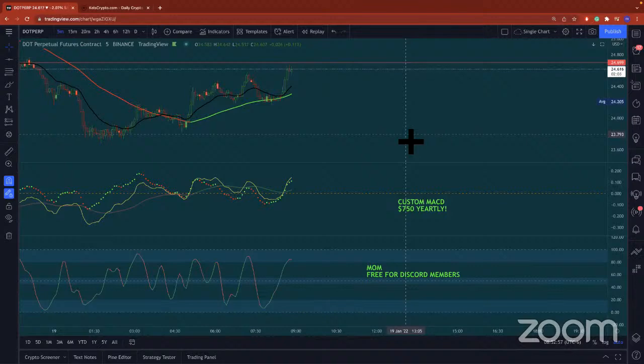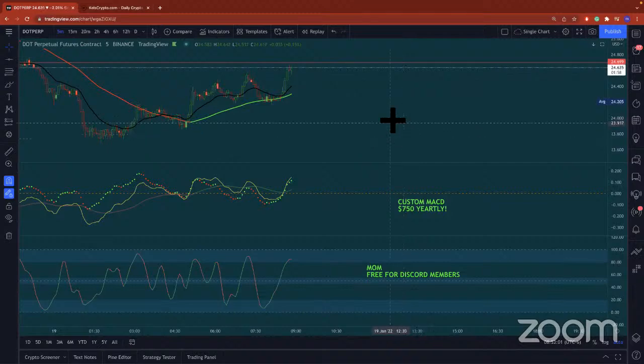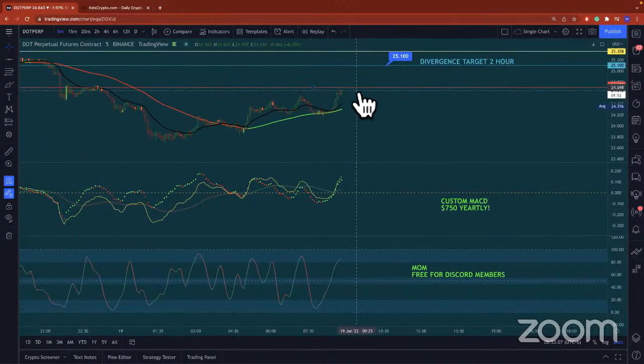Let's see. Just going over some stuff. All right, so we have everything marked, everything set up. Now we just wait. If we do break above this moving average on the 2-hour chart, we want to find support there before we take a long position.